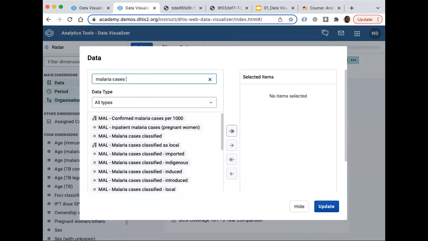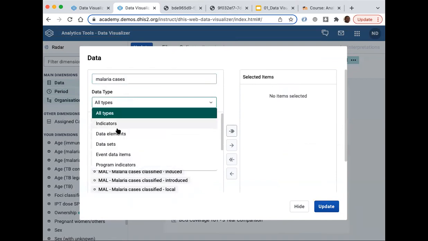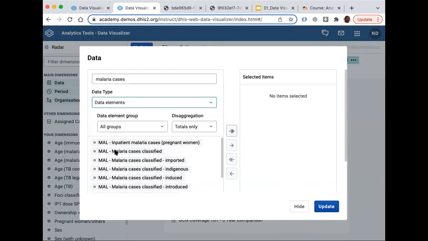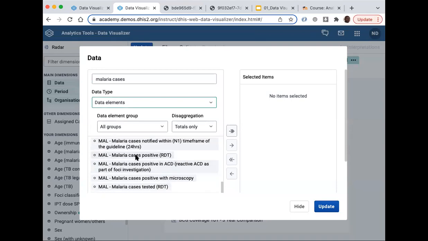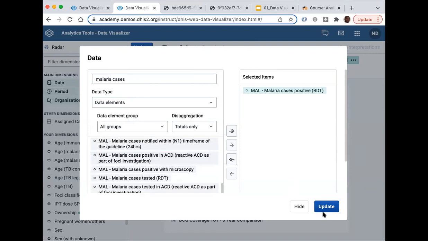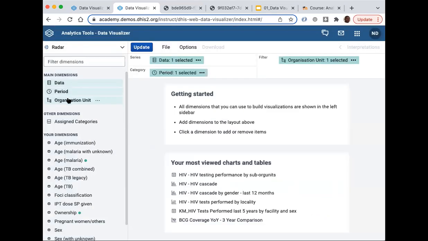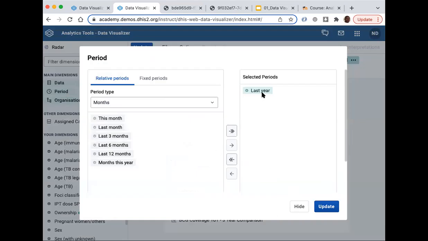And it's a data element, which is RBT. This is the one here. Positive places, RBT. So you can either hide or update. Let's hide. We choose the period. We say the period we want last 12 months.